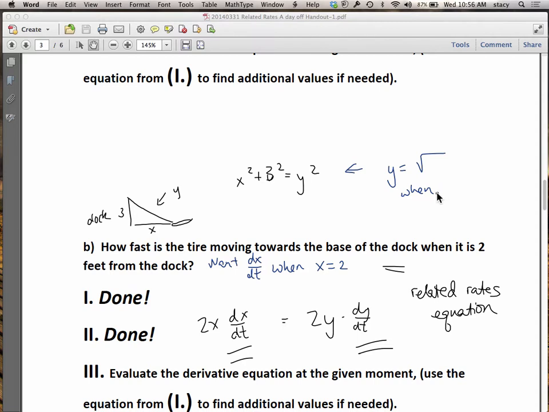So in general, it's the square root of x squared plus 9. But I care about y when x is 2. Right? So now I have a y value. I still need the dy dt value. Right?